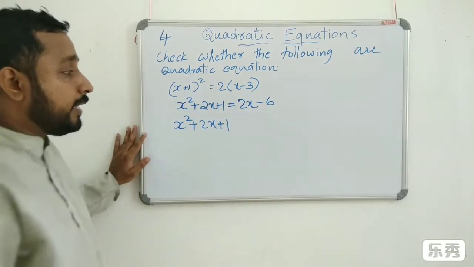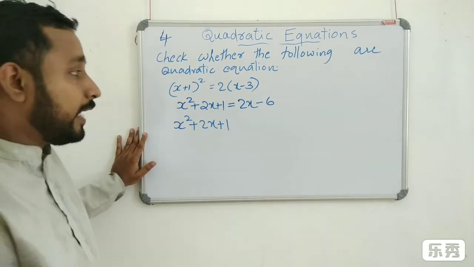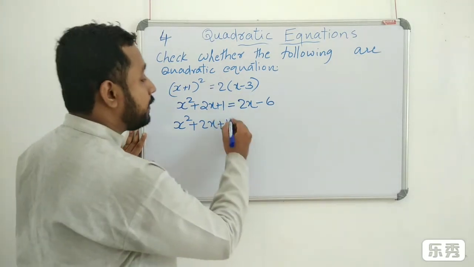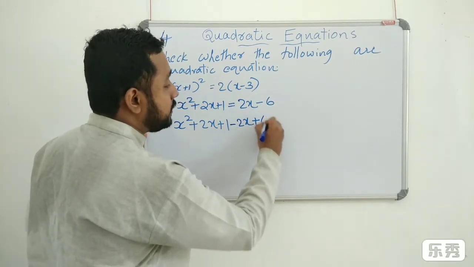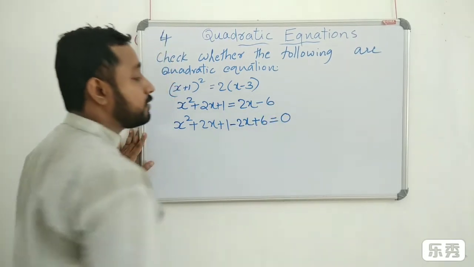When we bring this 2x minus 6 into the LHS, plus 2x will become minus 2x and minus 6 will become plus 6 in the LHS. Therefore, there is only 0.